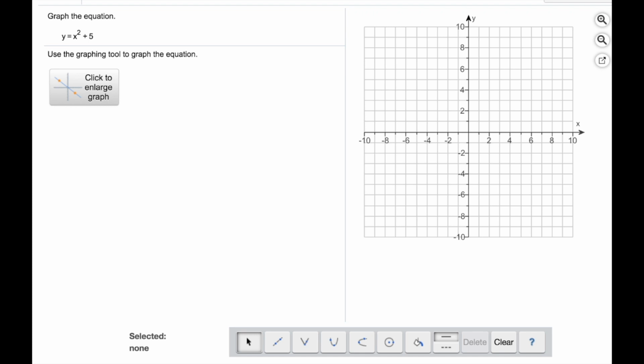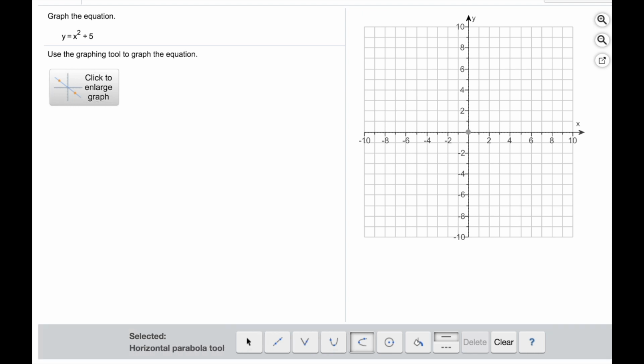software. And so if we come over here, we can look down at this bottom row of buttons and find a bunch of different variations of things that we can graph with. So for instance, we could graph a circle, we could graph a line, we can graph an absolute value equation, a sideways parabola, or the one that we're going to ultimately use, a vertical parabola, right? Just like the picture we just drew.